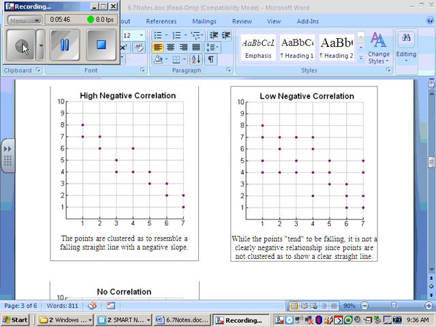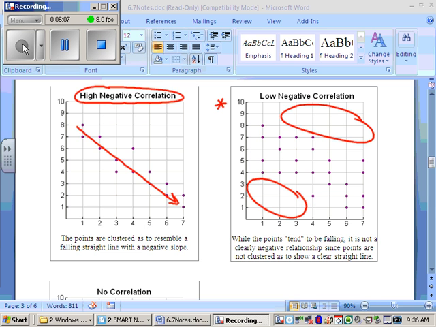On the flip side, if you look at the graph on the left, notice this time the points are going in a downward direction from left to right, and they are fairly close together. So this would be a high negative correlation because the slope is negative. In the graph to the right, the scatter plot shows, again, you can see some space below and some space above, so they are going in a downward direction, but are very scattered apart. So this would show a low negative correlation.